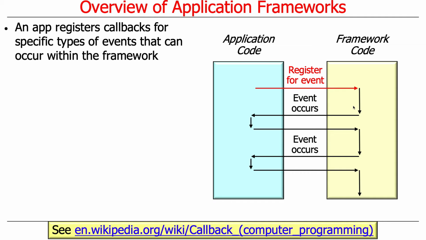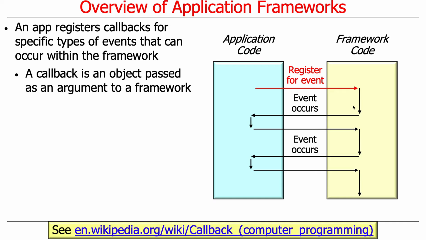So here's typically how these things work. An app or a service will register callbacks, which are usually objects, for specific types of events that might occur within the framework. So there's this registration phase. A callback is basically an object. It can be passed as an argument to a framework, such as the activity framework that comes as part of Android.